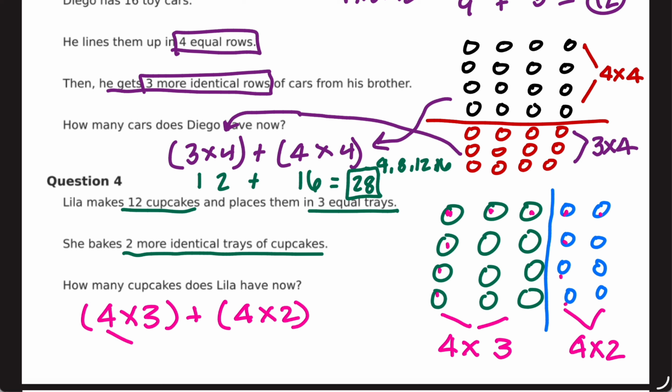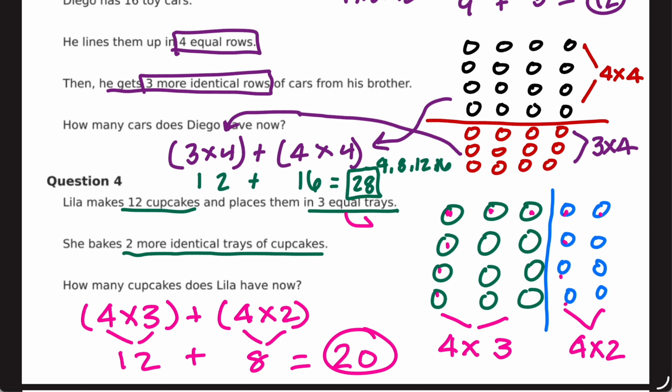I'm going to simply multiply to find the product of both groups. So 4 times 3 makes 12 plus the 4 times 2, which makes 8. Now I'm going to add them together, and I know that 12 plus 8 is 20. So my answer would be she has 20 cupcakes. Okay? You want to be careful when you are making your array for a question like this. Because you have to understand what it meant when it said 3 equal trays.